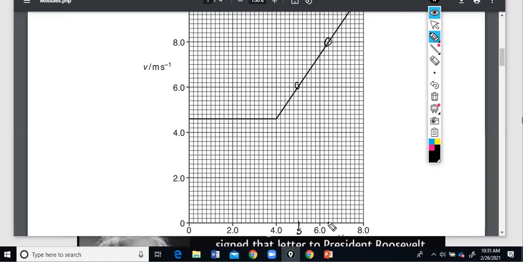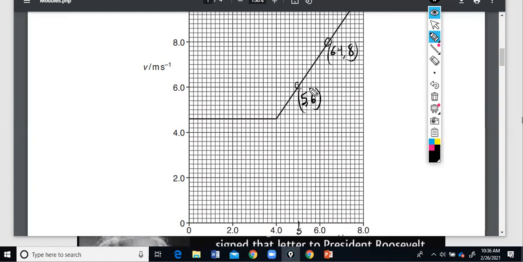That's corresponding to, it goes 4, 4.2, 4.4, 4.6, 4.8, 5. Yeah. So 5.2, 5.4, 5.6, 5.8, 6. So each one is 0.2. So 6.2, 6.4. So at 6.4 seconds, it was going 8 meters per second, but way back here at 5 seconds, it was only going 6 meters per second.